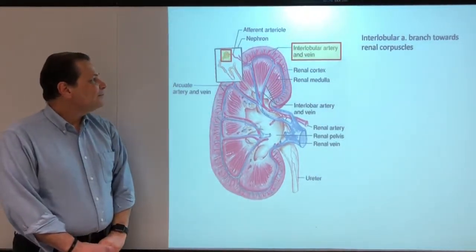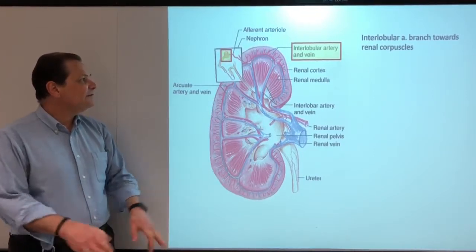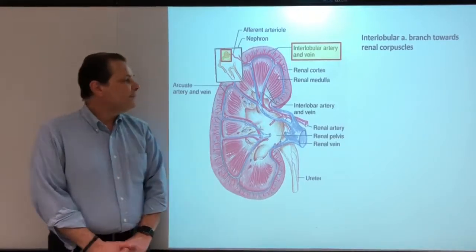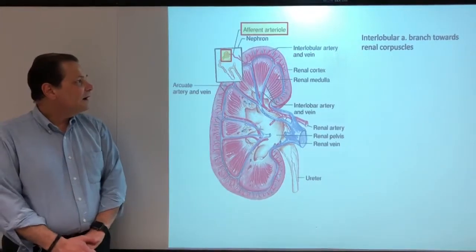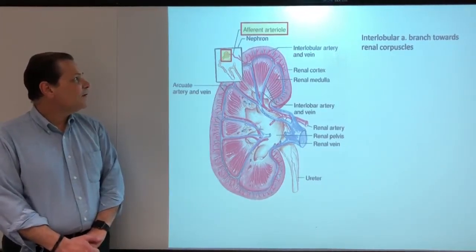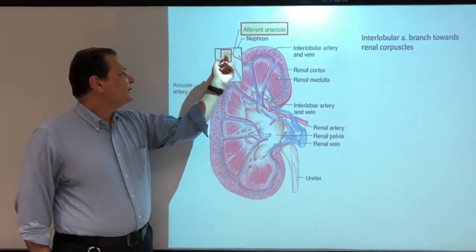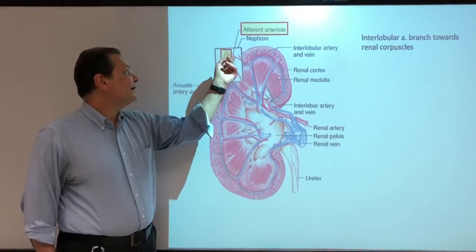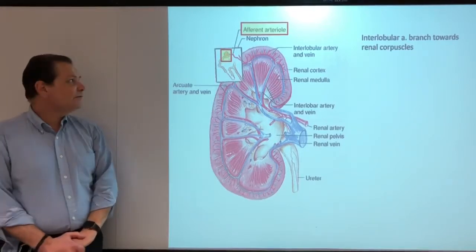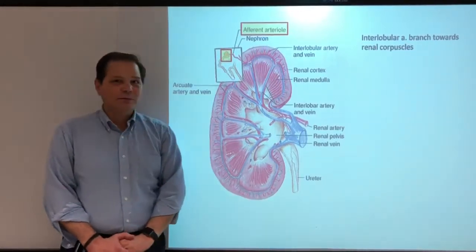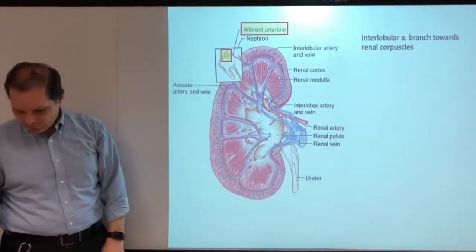This branches off and it supplies blood to the individual nephrons, okay? So each individual nephron gets its blood supply from that artery, and the blood enters the renal corpuscle through the afferent arteriole, okay? Afferent, first one, it enters through that arteriole. It's going to exit through an efferent arteriole. But let's start with the afferent arteriole. The blood enters there, okay?